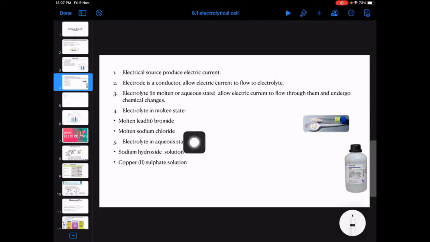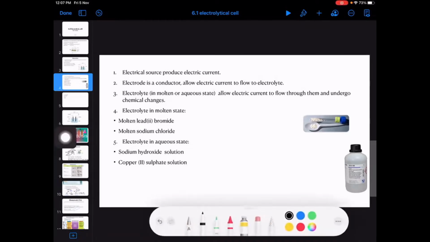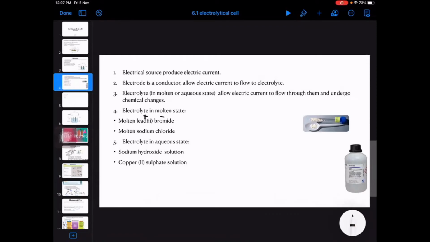So how do I know that the electrolyte is in molten state? These are some of the examples. You will see the word molten. Molten lead(II) bromide. This is a compound made up of positive and negative charge. Lead is positive, bromide is negative. Molten sodium chloride, sodium is positive, chloride is negative.